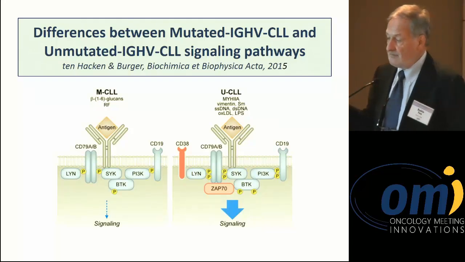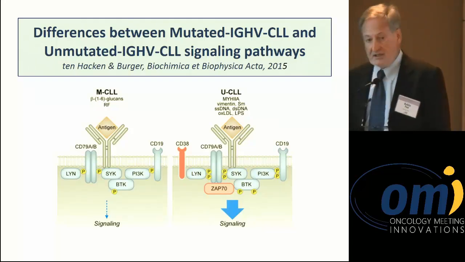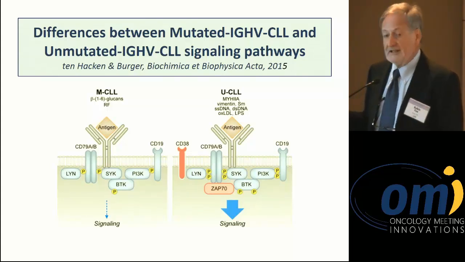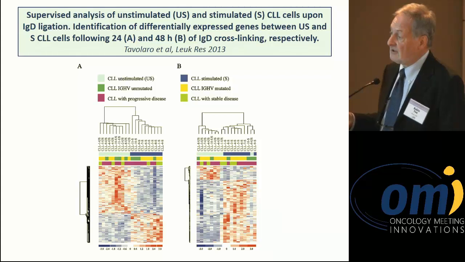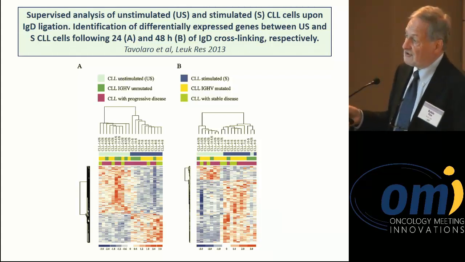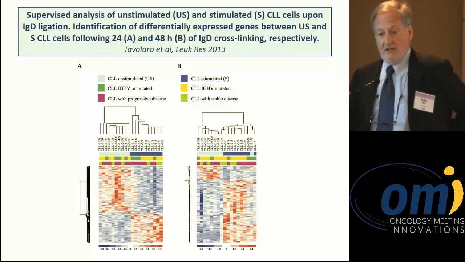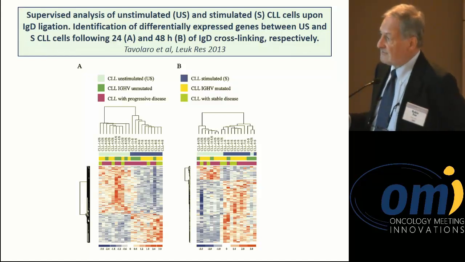So this is a main point why the unmutated have a more active disease, proliferate more, and probably respond less well to conventional treatment. Even if you do gene expression signaling, there's much more modulation of genes in the unmutated than in the mutated cases.